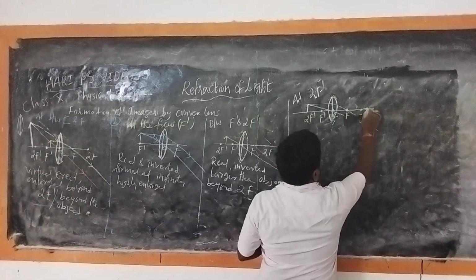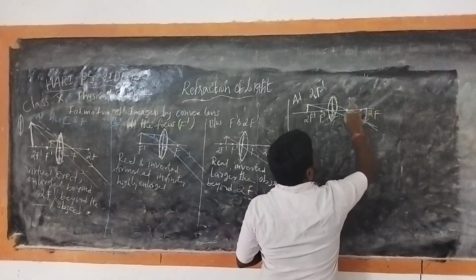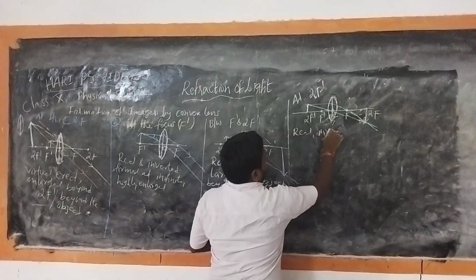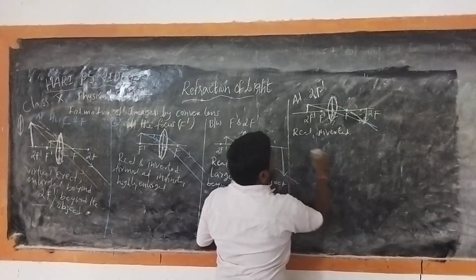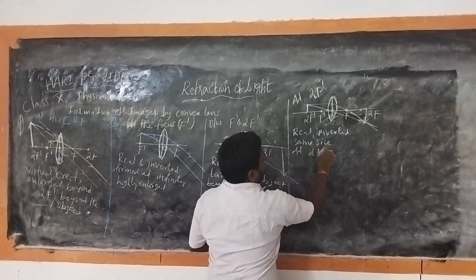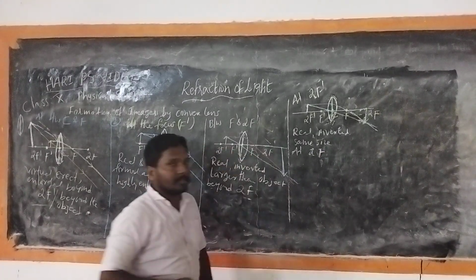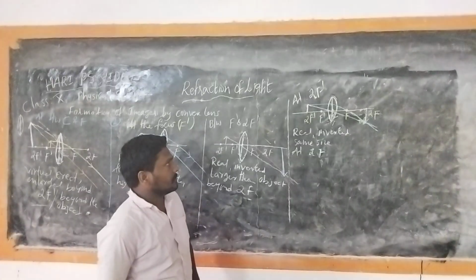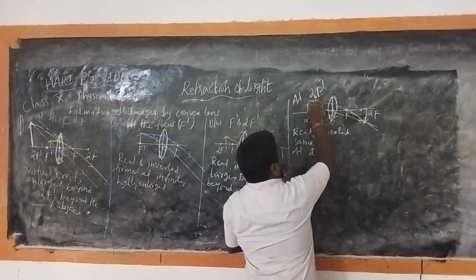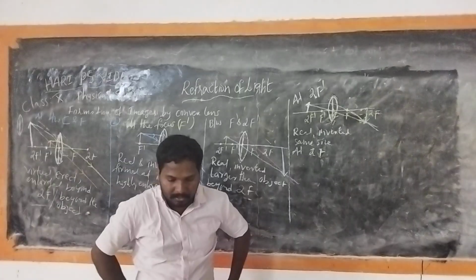So here it is f and here it is 2f. The image is real, inverted, same size, at 2f. If we place the object at 2f dash, the image is also formed at 2f. The size of the image is equal to the size of the object.